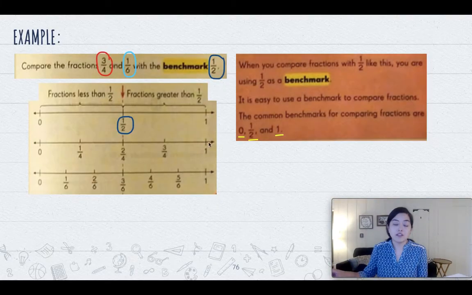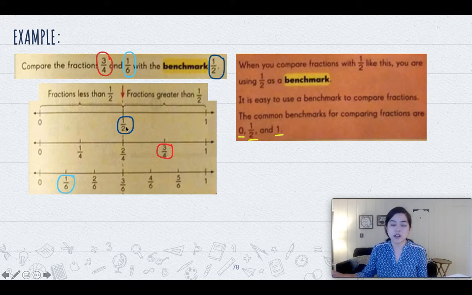Okay, so now that we have that, let's mark where 1/2 is on our first number line. Here's 1/2 right here. Let's mark where 3/4 is on our second number line. Here it is. And let's mark where 1/6 is on our third number line. There it is. Okay. So notice here, I see that 3/4 is greater than 1/2 because it goes past 1/2, right? And then it looks like 1/6 is less than 1/2 because it comes before 1/2 on the number line.